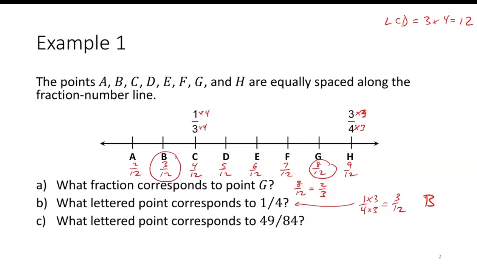And then what lettered point corresponds to 49 over 84? Well, 49 over 84, looks like those are both divisible by 7. And that would be 7/12. And that matches with F.